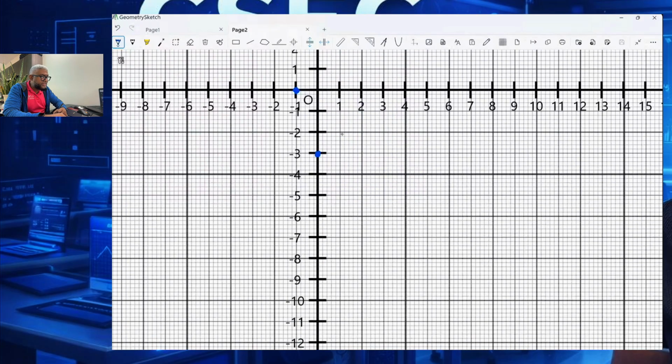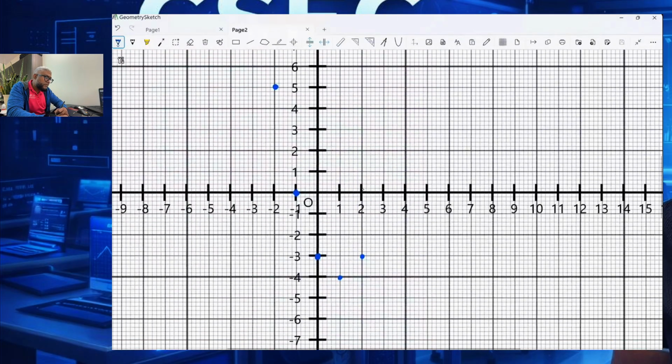So 1 on the x is right here. And -4 is here. So where do the 2 points meet? 1 and -4. Right here. So we come in, bang, 1, comma, -4. Next one. 2 and -3. So we start to come back up there already. Boom. Next one. 3 and 0. And then 4 and what? 4 and 5.